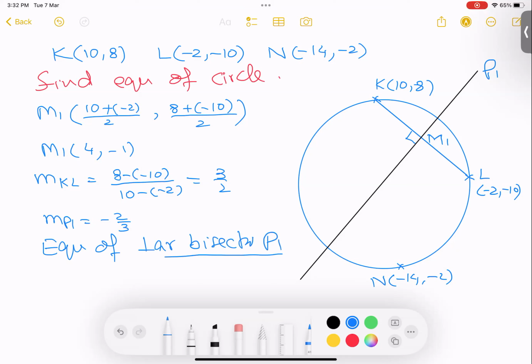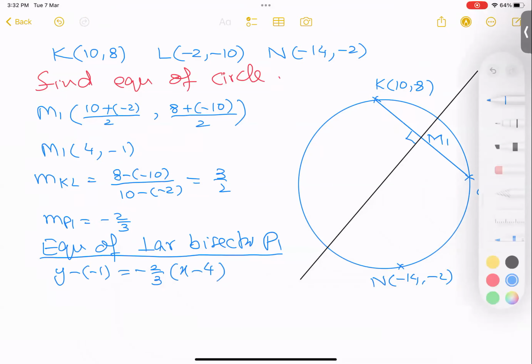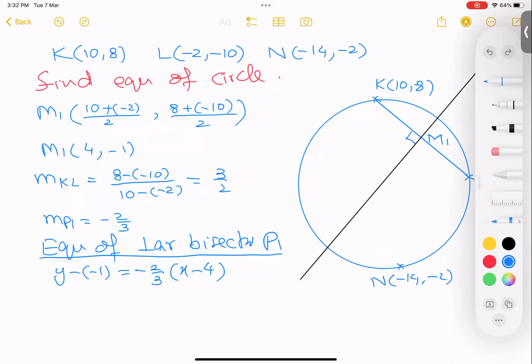And I must use M coordinate, P1, and I must use P1 gradient. So I'm finding directly y minus y1 equals m times x minus x1. So this 3 multiplies there, and be careful: 3y plus 3 equals negative 2x plus 8. So Alhamdulillahi Rabbil Alameen, this first equation is done.